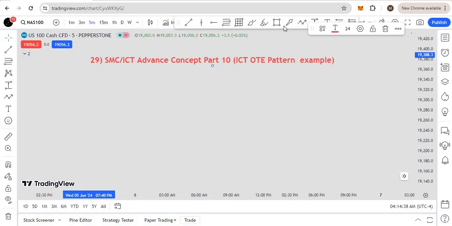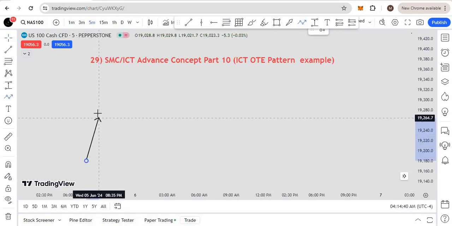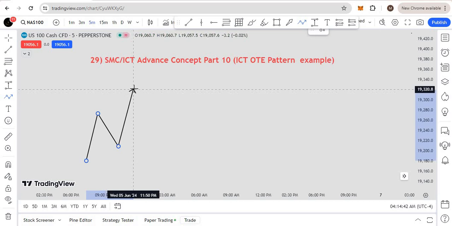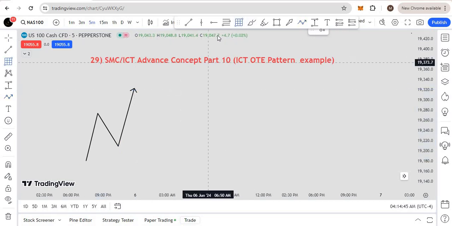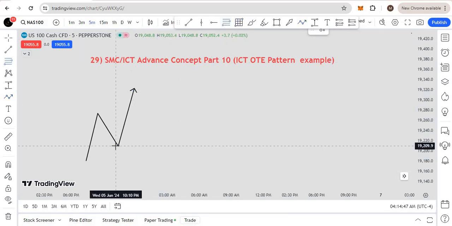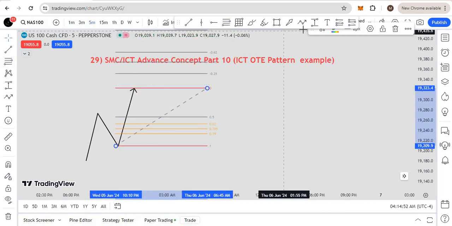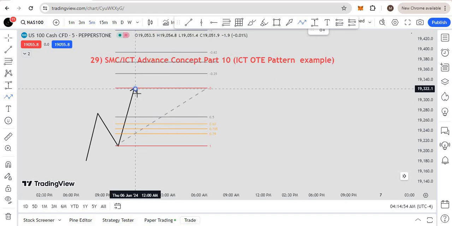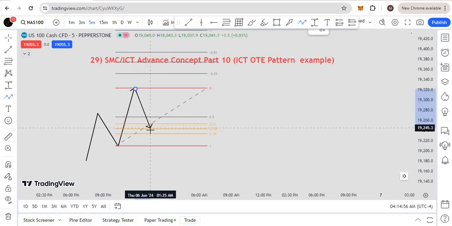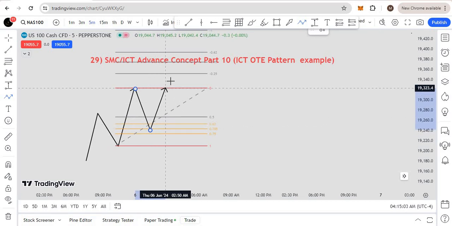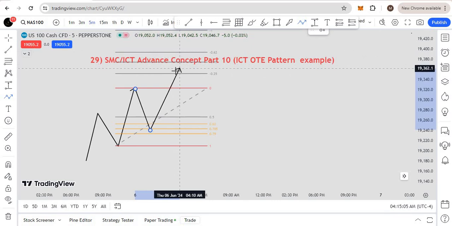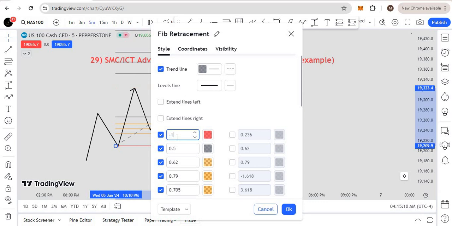Okay, so if we have a bullish trend, what we do is mark out the swing low to the swing high. We anticipate that price will come back below the 0.5 discount area, and then we will get the optimal trade entry area, and we will target first here, second, third, fourth, all the way to the upside. Okay, let me show you the settings so you can also write them down.